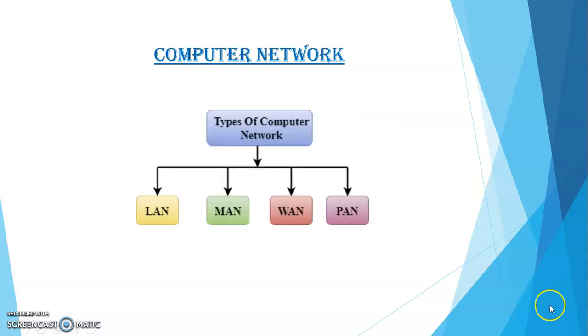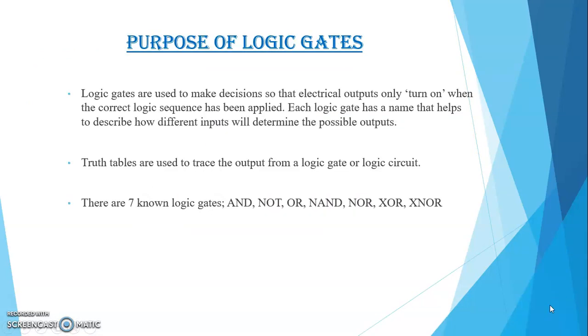Now let's move on to one of our main topics, logic gates. Logic gates make decisions so that the electrical outputs only turn on when the correct logic sequence has been applied. Truth tables can be used to trace the output from a logic gate or logic circuit. There are 7 known logic gates, which are AND, NOT, OR, NAND, NOR, XOR, and XNOR.